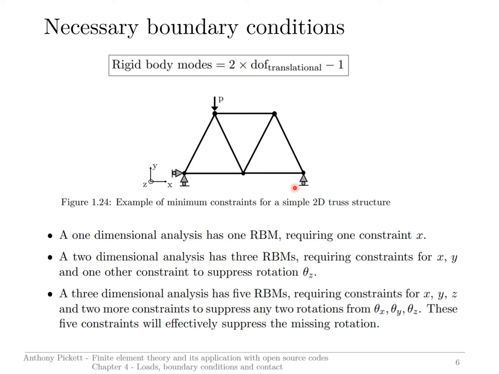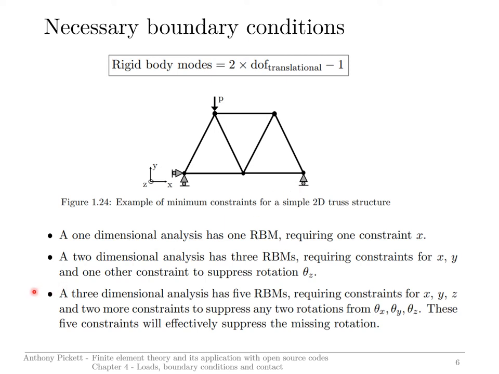These are only the minimum number of constraints. Of course, you can have as many constraints added as you want in order to represent the physical problem. But these are the minimum ones we need to ensure that we can invert the stiffness matrix and obtain a solution, in effect stopping the stiffness matrix from being singular.